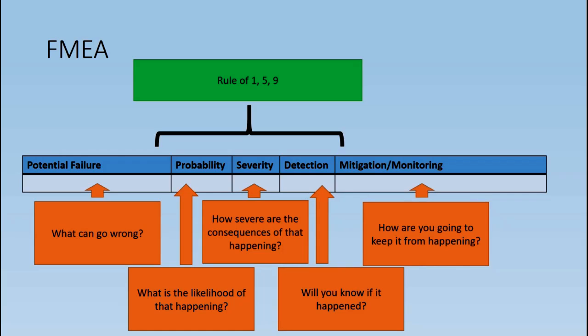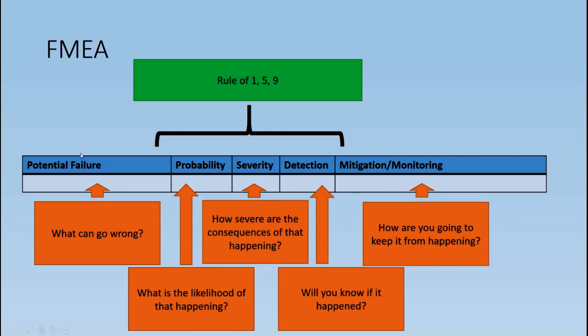What could possibly go wrong? Okay? What could possibly go wrong? Whether it's likely or unlikely, you're going to decide that later. But what could go wrong? All right? So you list the failure. You list that in this column over here. Let me get the mouse going. You list that in the column over here.